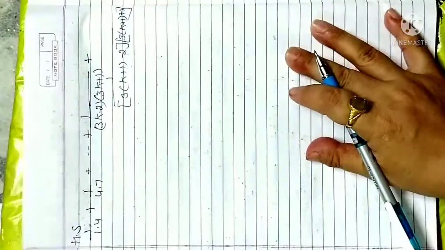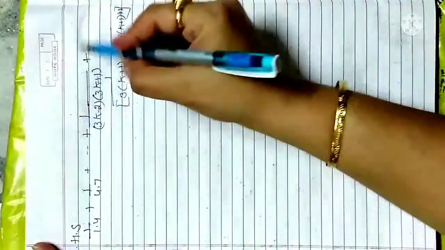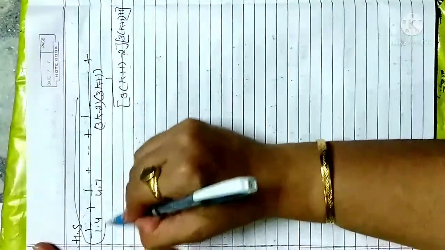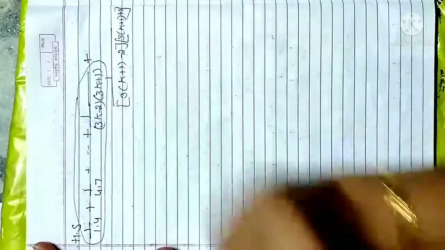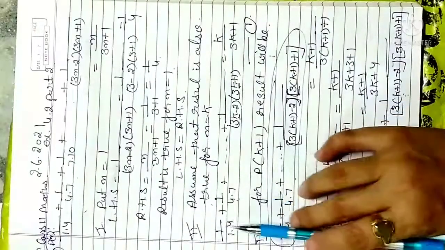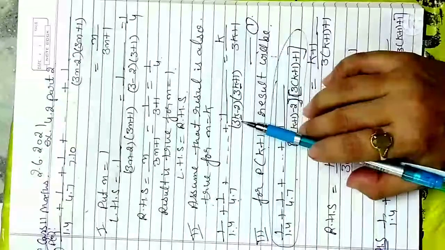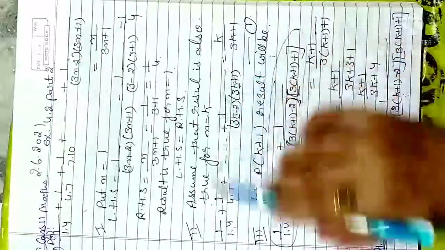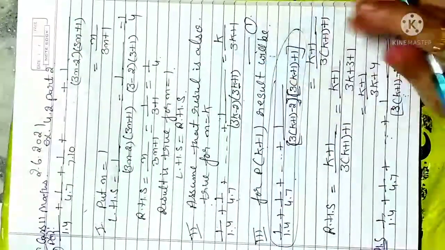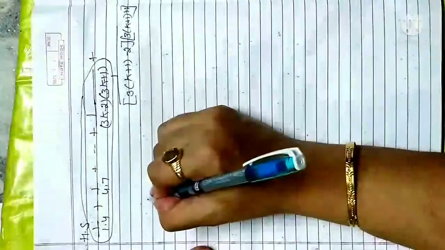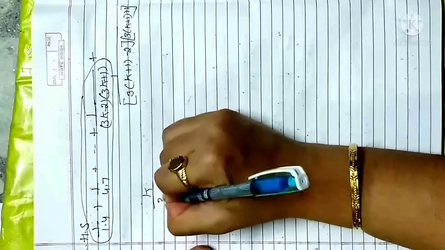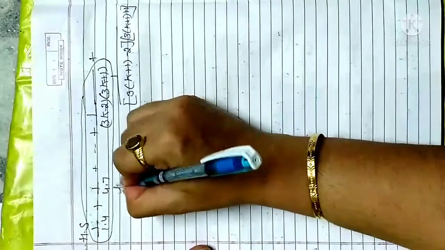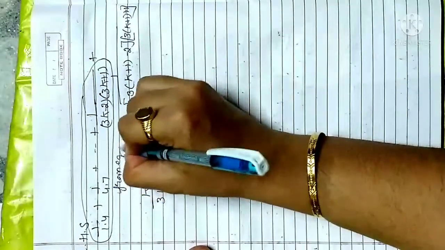K plus 1 plus 1. So now what I will do? If you look at this portion, it is exactly my first equation, 1 by 1 into 4, and the last term is (3k minus 2)(3k plus 1). So this series is exactly equal to k by 3k plus 1. So k by 3k plus 1, that is from my equation 1.